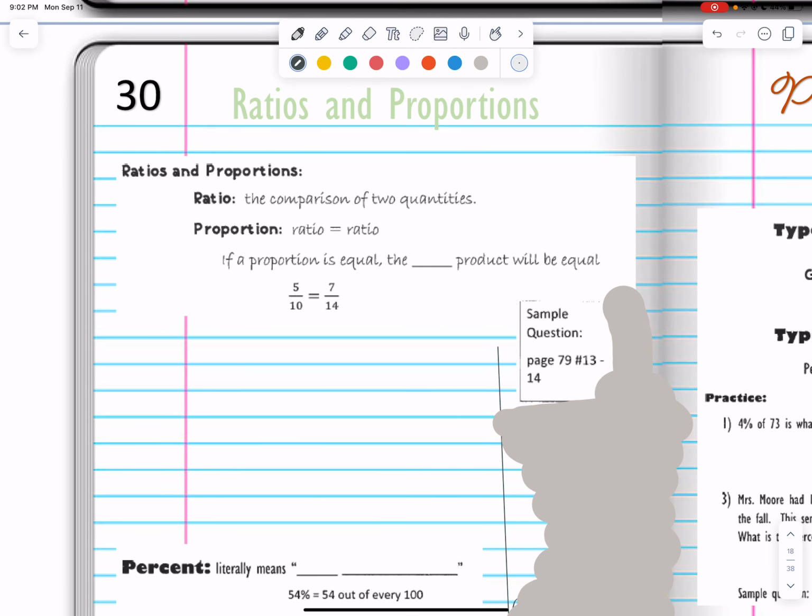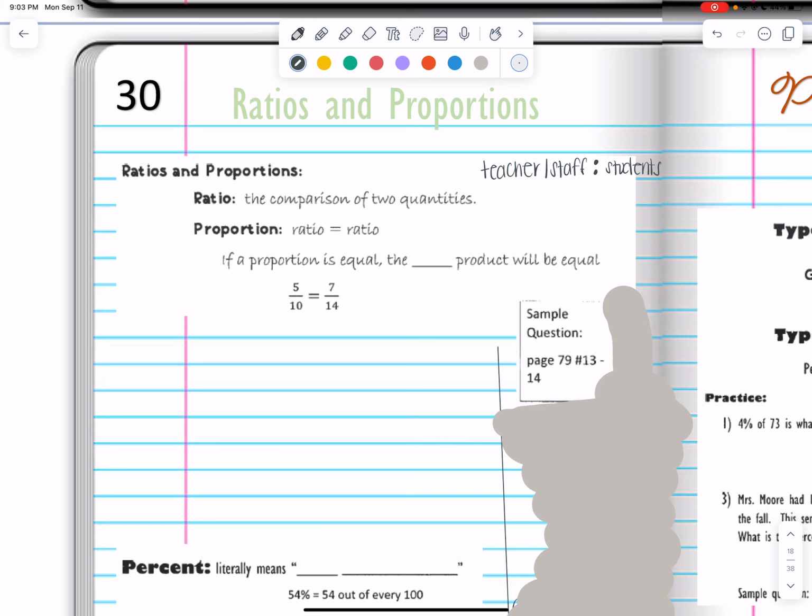Hey guys, so I wanted to take a moment to go over page 30 in your interactive notebook, ratios and proportions. So ratios are going to be the comparison of two quantities. So something like the ratio of teachers or staff, like a teacher aide, to students. And that's something that school districts will put on their website. They will put that on their report card, the teacher to student ratio.